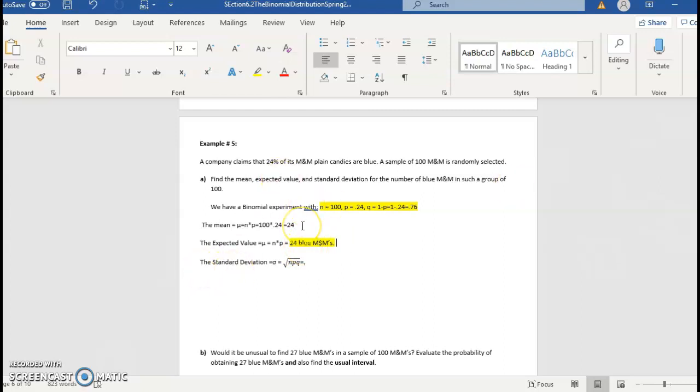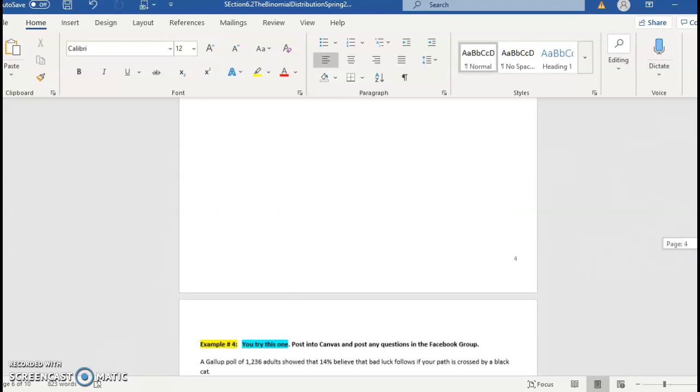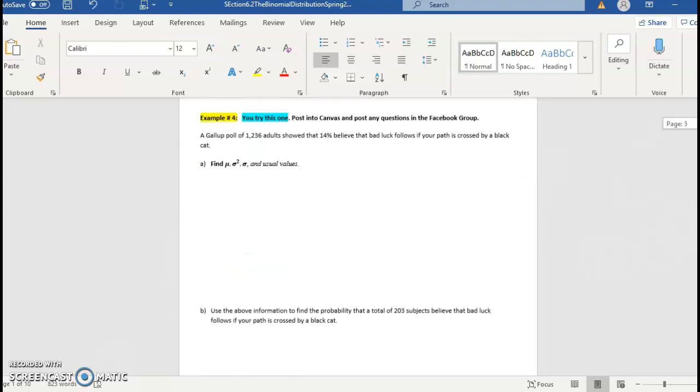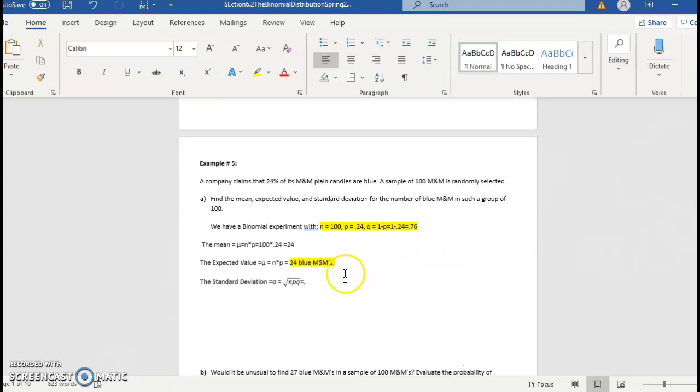Now, the next portion is the standard deviation. The standard deviation of a binomial experiment is defined as sigma, which is the square root of n times p times q. Once again, I'm obtaining this from page number 1. These are the main formulas that we're using. Let me go back to the problem. We found that p was 0.24 and the value of q was 0.76.